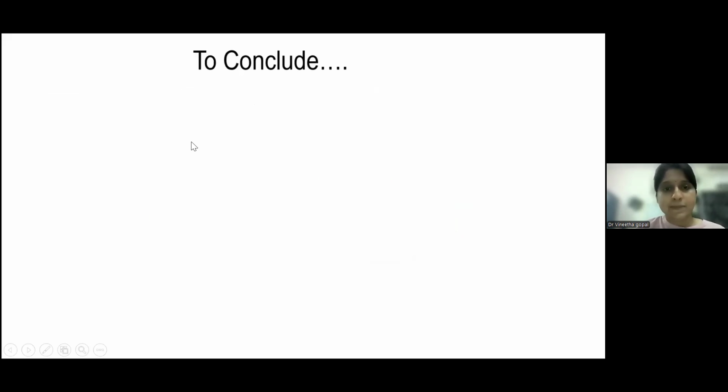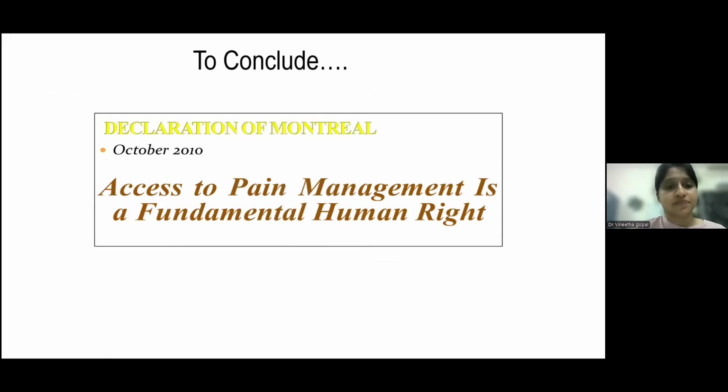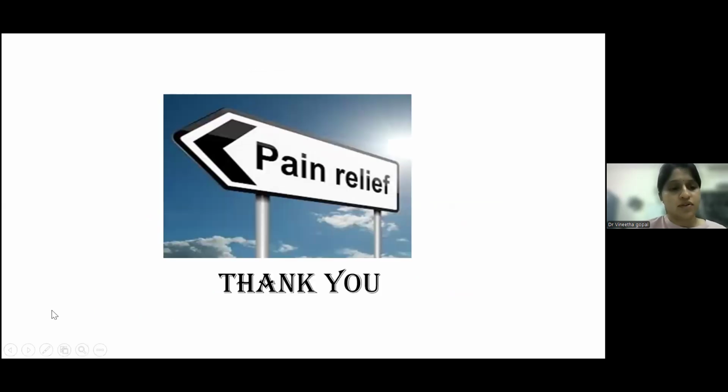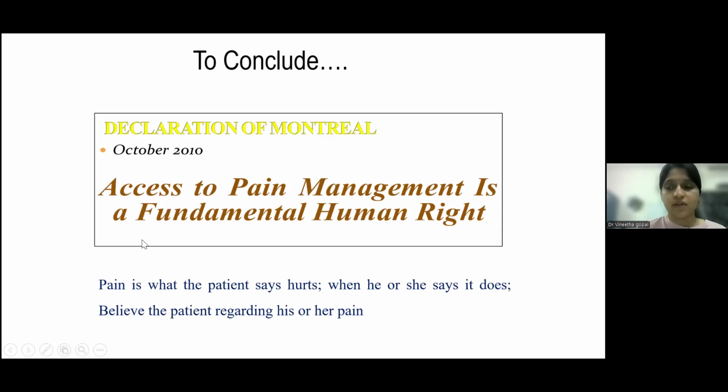To conclude, the Declaration of Montreal, which was passed in the IASP 2010 International Summit, concluded that access to pain management is a fundamental human right. So, pain management is a basic human right, and pain is what the patient says hurts. When he or she says it does, we have to believe the patient regarding his or her pain.